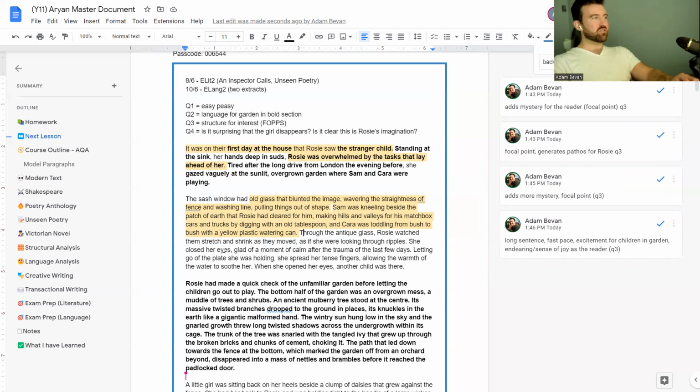Through the antique glass, Rosie watched them stretch and shrink as they moved, as if she were looking through ripples. She closed her eyes, glad of a moment of calm after the trauma of the last few days.